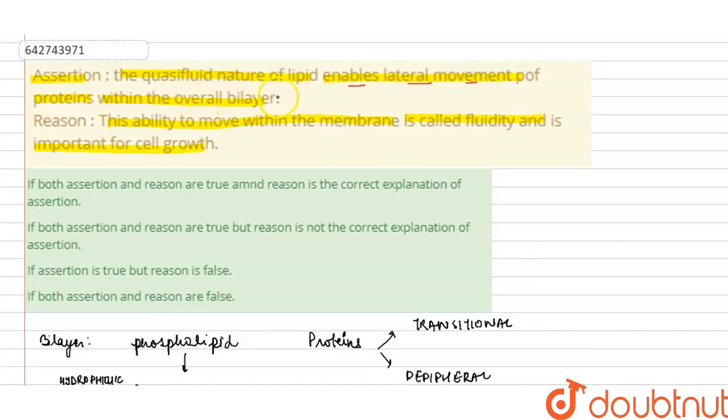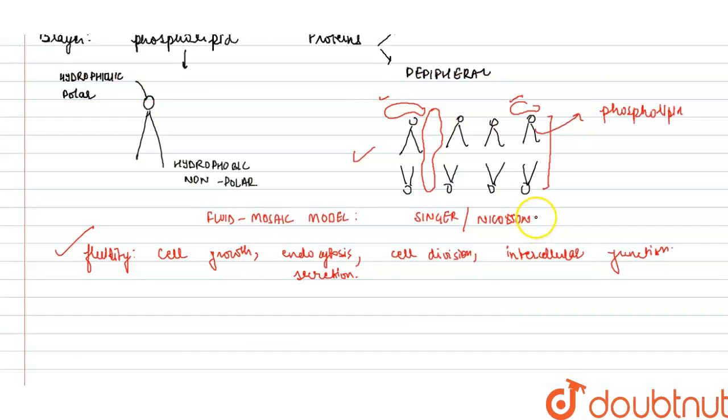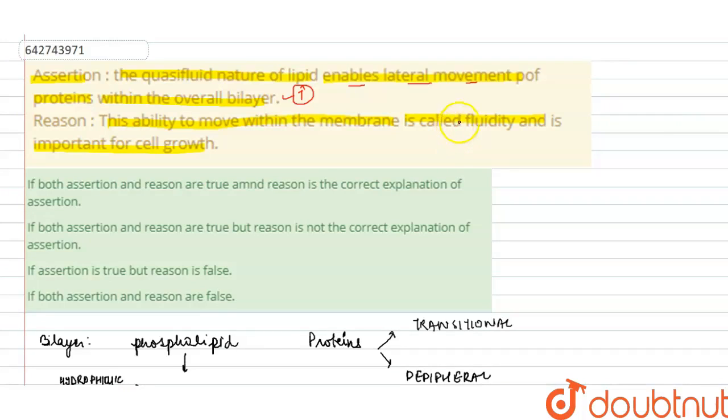All right, so our assertion says that the quasi-fluid nature of the lipid enables the lateral movements of the protein within the overall bilayer. This is a true statement. Just imagine if this membrane would have been stiff, then it would not allow the movement of the proteins that are arranged in this pattern. So fluidity nature is very important for the movement of the proteins.